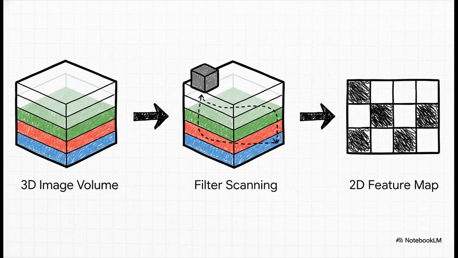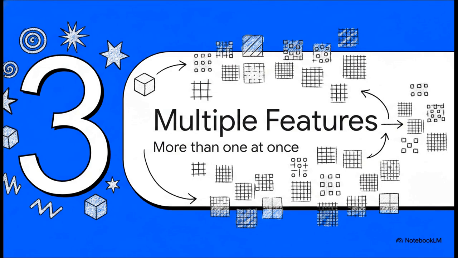It's literally a map that shows us where the feature our filter was designed to find, like a vertical line, popped up in the original image. Okay, so that's how we can hunt for one specific feature. Pretty neat. But images are complex, right? We need to find lots of things at once. So let's level up and see how this simple idea can be scaled into something way, way more powerful.